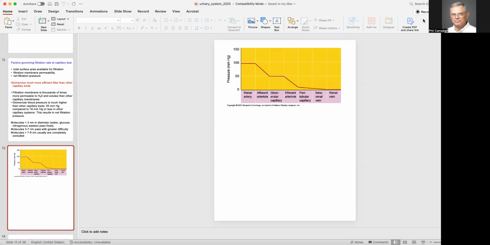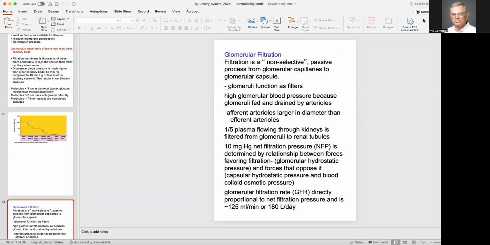Now, what I want you to note here is that we have the renal artery. The pressure is very high because that's very close to your heart, and the blood's coming down. And then, of course, in the glomerular capillary the pressure stays high. This is to help facilitate filtration, and again, this is due to the anatomic differences in the size between the afferent and the efferent arteriole.